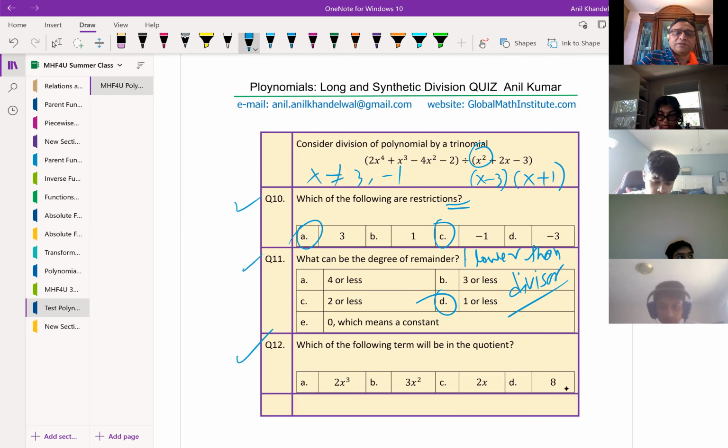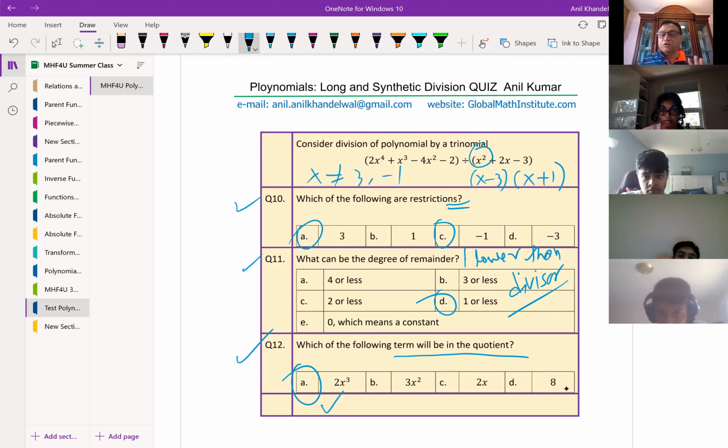Okay, question number 12. Akshit, can you tell me which of the following terms will be in the quotient? So you have to really perform the long division and then tell me. I'd like you to do the long division and tell me which ones are not there, right? So I'm not doing it for you. Yes, sir. I'll just do it. First one is there. I know I can see x squared divided by this gives me 2x cubed. But which of the following terms will be? I know this is correct, but I don't know which others are correct.